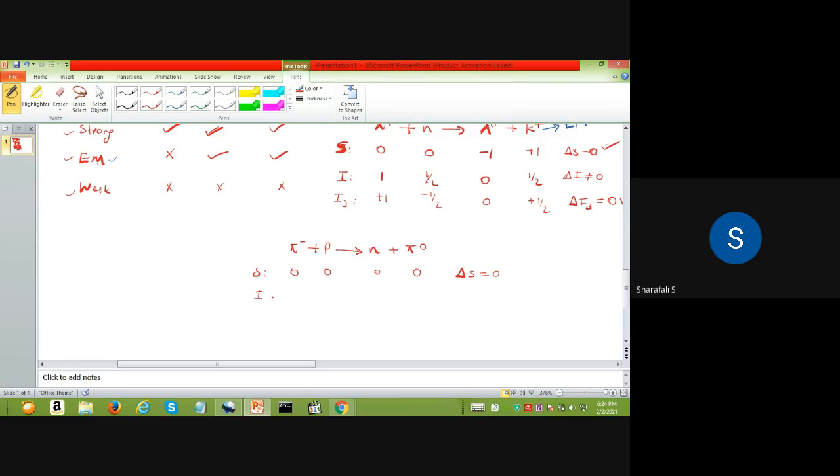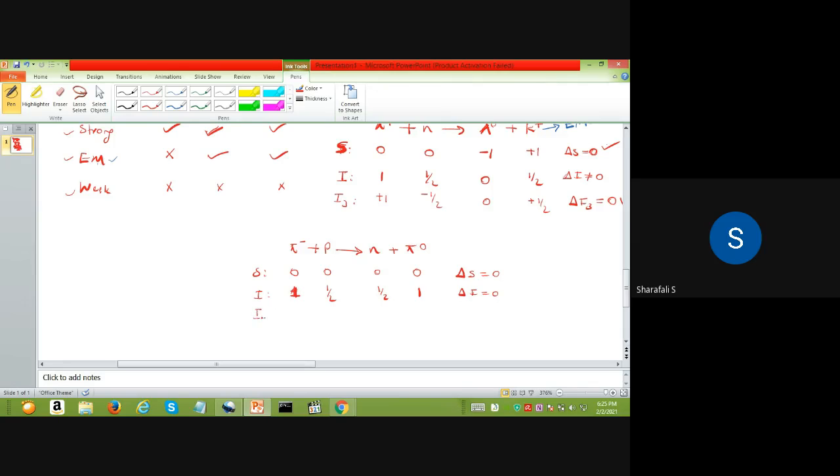Check what about I. For pi minus, I is 1 because it is a triplet particle. Pi minus, pi 0, pi plus, so a multiplicity of 3 will come. If multiplicity is 3, then I will be equal to 1. And for proton, we already know it is 1 by 2. And neutron, it is also 1 by 2. And pi, we have 1. So 1 plus 1 by 2, 3 by 2 here, 1 plus 1 by 2, 3 by 2 here. Delta I will be equal to 0. 3 by 2 minus 3 by 2, that will be 0.